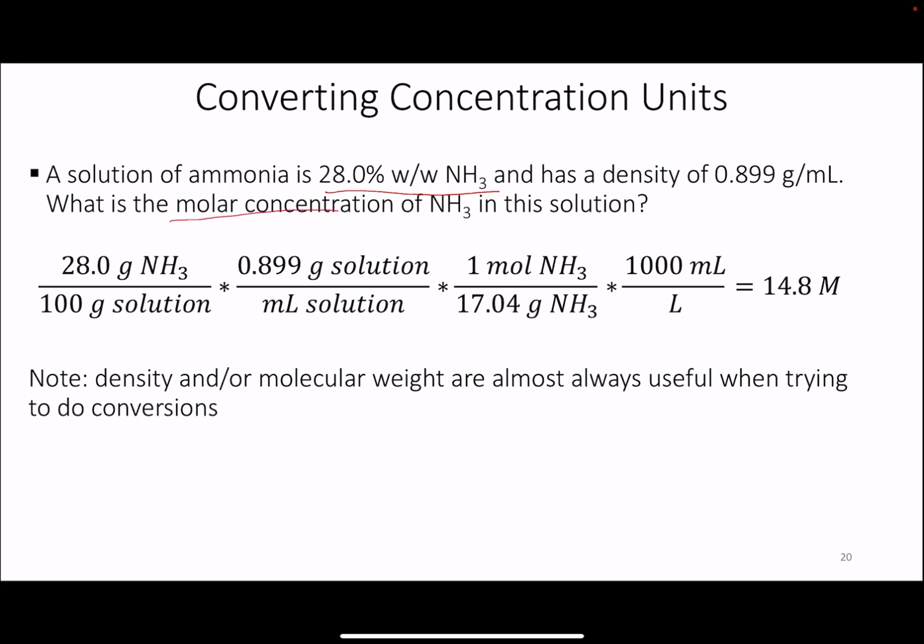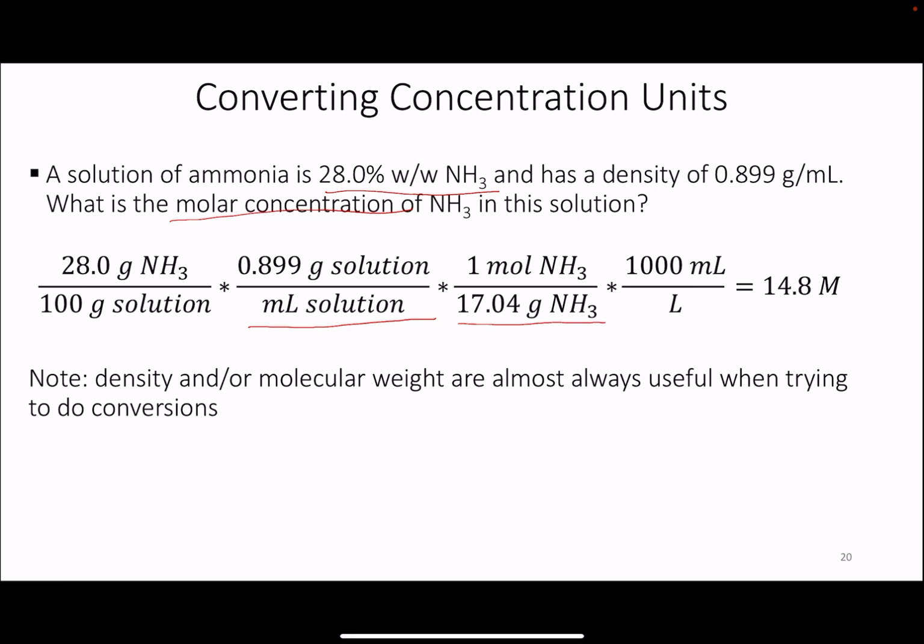Moving to molar concentration, you're going to want to get to something that's moles per liter. So instead of grams of solution, you want liters of solution. For that, you can use the density, which is here, 0.899 grams per mil. And you don't want the grams of ammonia, you want a molar concentration, so you need to go from grams to moles. To do that, you'll use the molecular weight, 17.04 grams per mole, which is the molecular weight of ammonia.